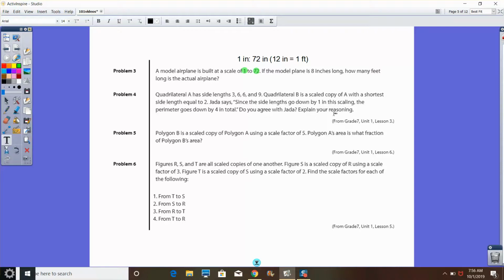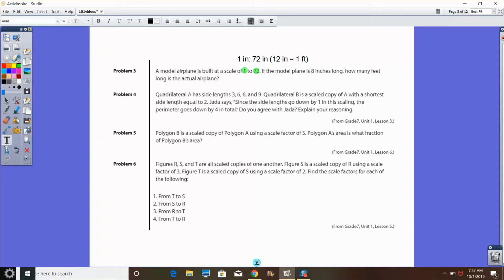Now, the shortest side being 2, you may ask yourself, what's the scale factor? Well, if this side length goes down by 1, that means we're thinking dividing 3 by what to get 2, or you're thinking 3 times what is equal to 2. Well, in this case, the fraction here is 2/3. So not an easy scale, but 2/3 is the scale, 3 to 2. So if you're going from 6 down by 2/3, that's going to be 4, and then 9, you're going to go down by 2/3, that's going to be 6.